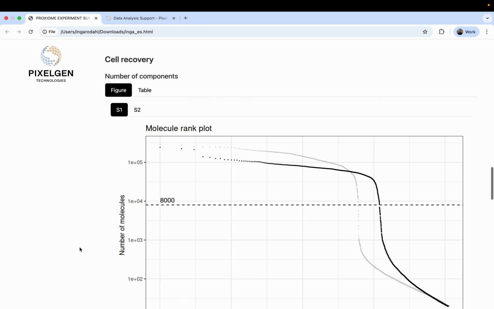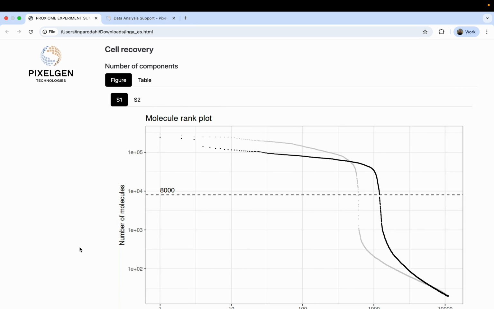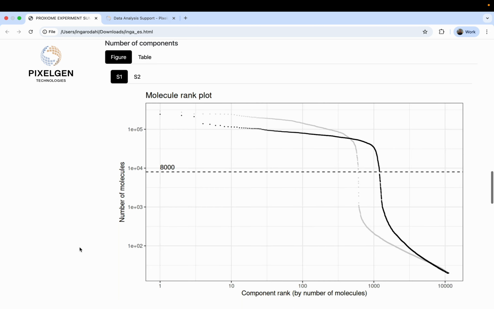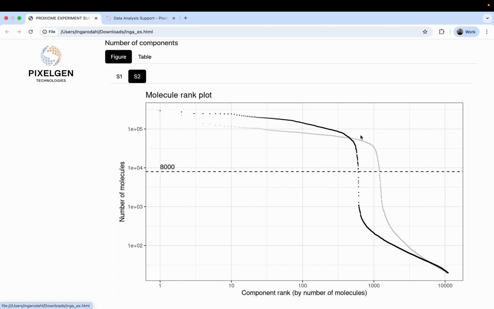The number of cells is determined by the Pixelator pipeline, and one of the thresholds is a minimum number of molecules that we want to see per cell. And we can visualize this by ranking the cells by the number of molecules. Cells and components are the same thing in this case. And what you want to see in this molecular rank plot is that each of your samples gets this knee structure in the plot. And the minimum threshold should then be below this knee.